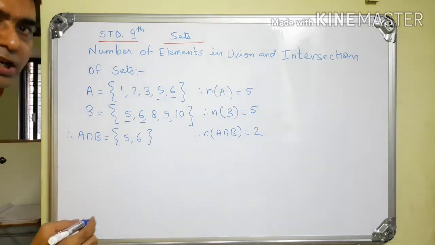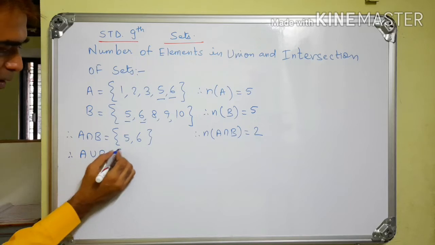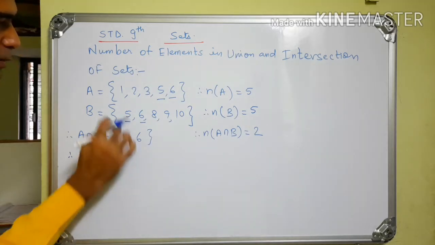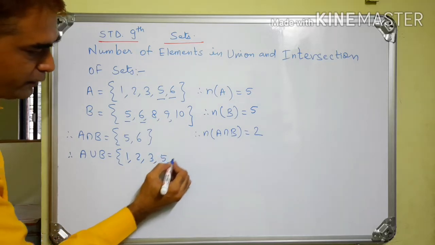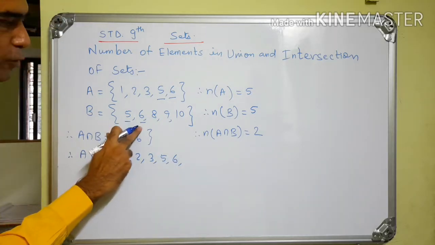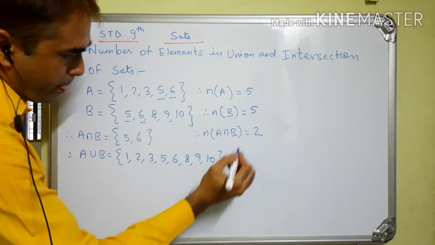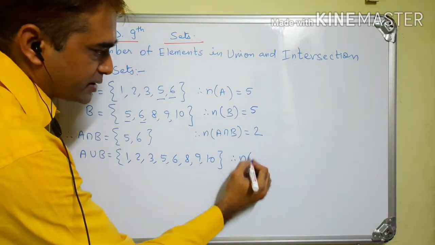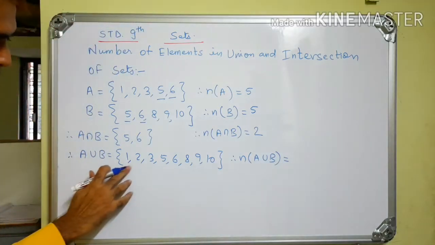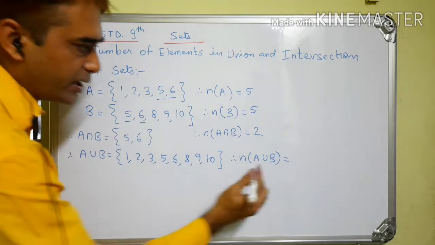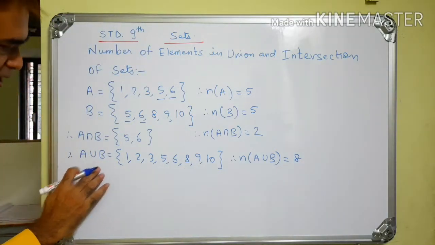Now let's find set A union B. Set A union B will be 1, 2, 3, 5, 6, and 5, 6 are common, so then 8, 9, 10. So what is the number of elements in set A union B? A union B has 1, 2, 3, 4, 5, 6, 7, 8. So 8 elements are there in set A union B.